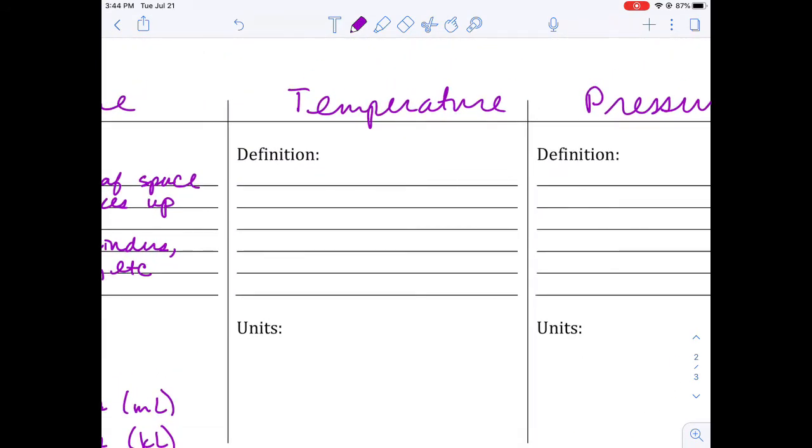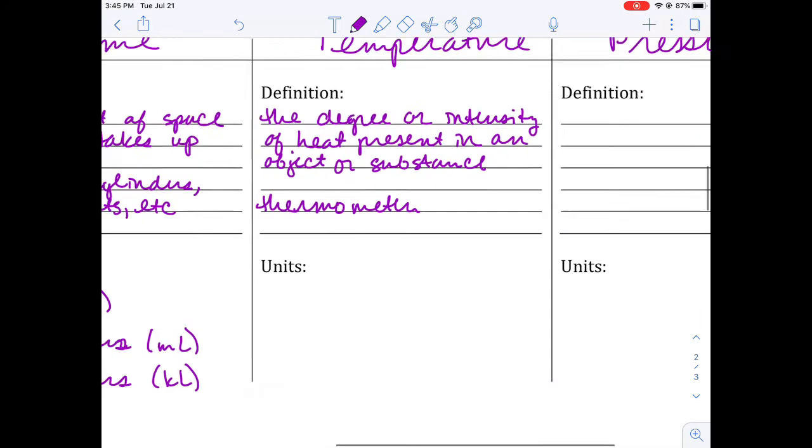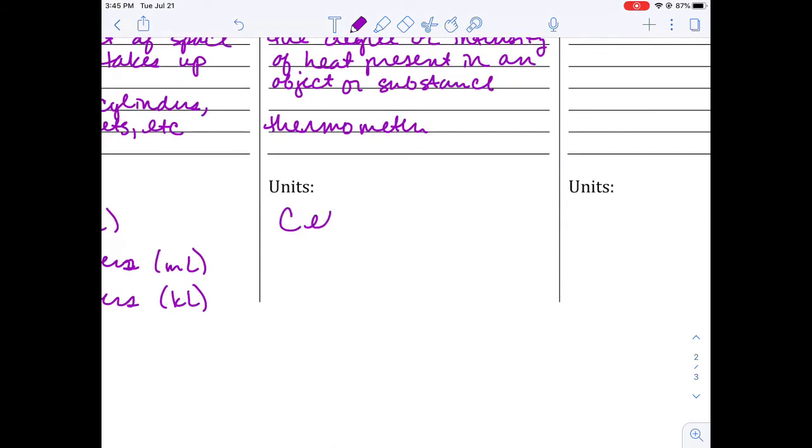Next, we have temperature. Again, we can use temperature for all three of our states of matter, and temperature is the degree or intensity of heat present in an object. Temperature is related to the kinetic energy, or the motion of the particles, and we use a thermometer to measure temperature.